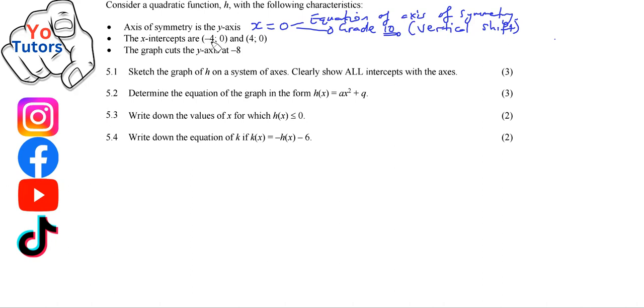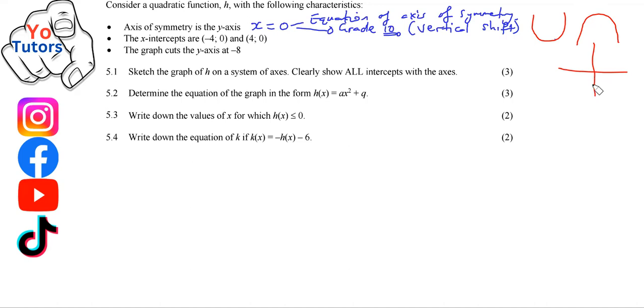The x-intercepts are -4 and 4. Now the graph cuts the y-axis at -8. Now the question is saying the graph can be smiling, the graph can be frowning. But what guides you to say which one to take? In this case, we are told that the graph is cutting the y-axis.